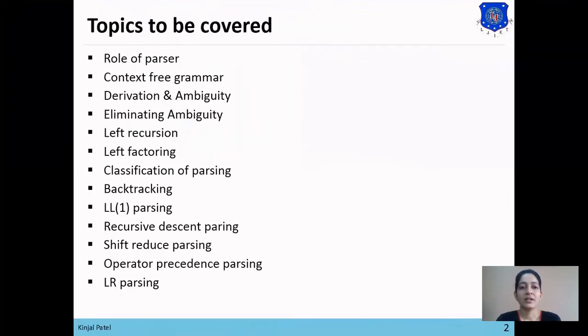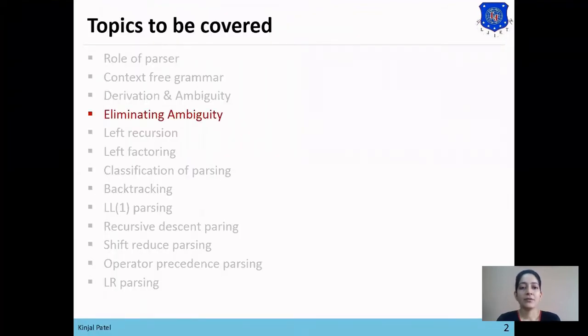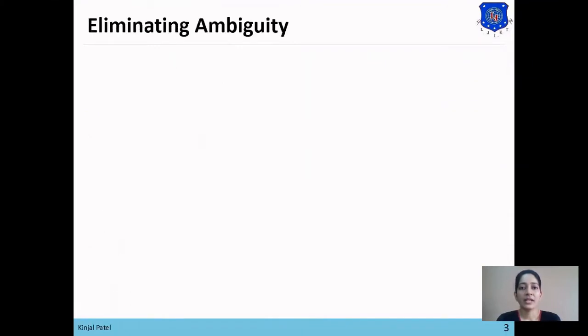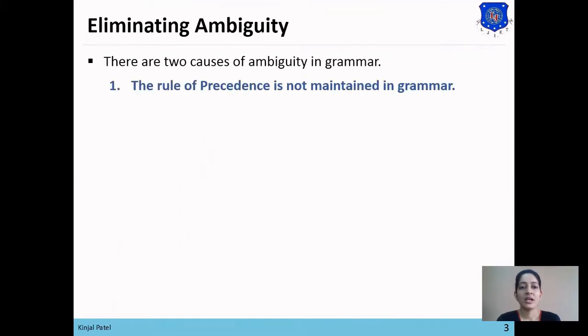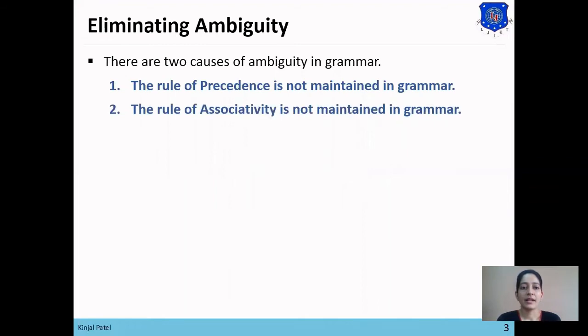In this lecture, we will learn how to eliminate ambiguity from a grammar. In the previous video, we learned what an ambiguous grammar is and what the causes of ambiguity in a grammar are. There are two causes of ambiguity in a grammar. First, if the rule of precedence is not maintained in a grammar. And second, if the rule of associativity is not maintained in a grammar.